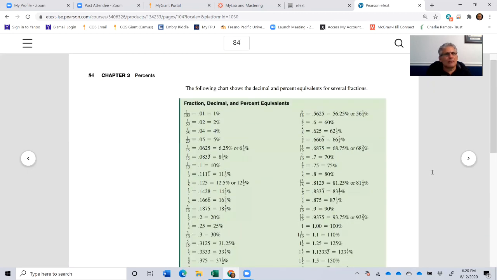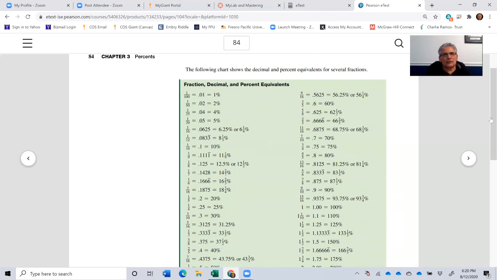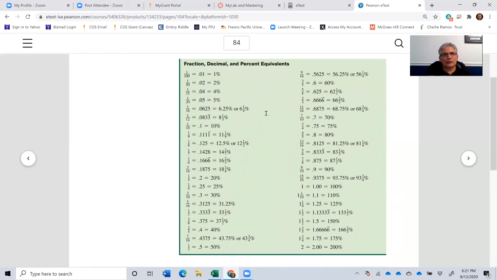Looks like at the bottom of section 1, you have a chart that shows you the common conversions between fractions, decimals, percents, and equivalents. So you can use that as a reference point.